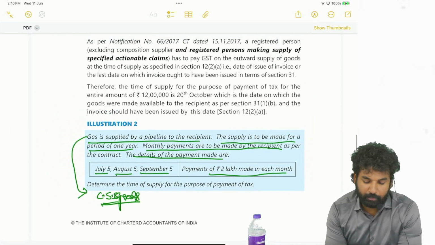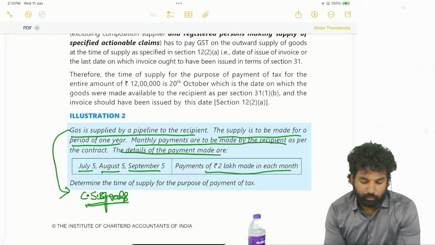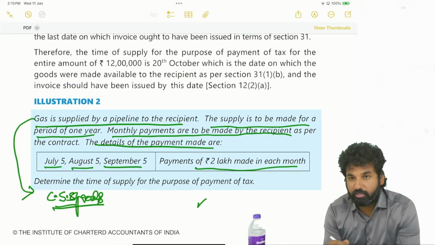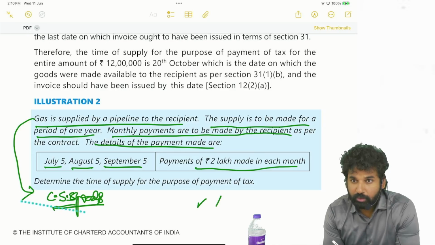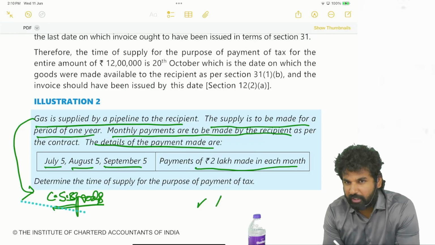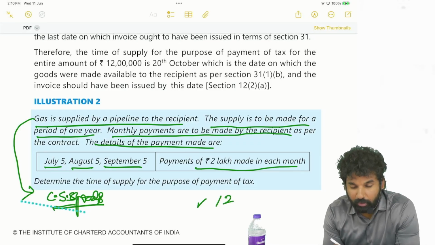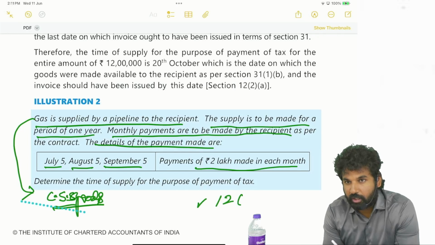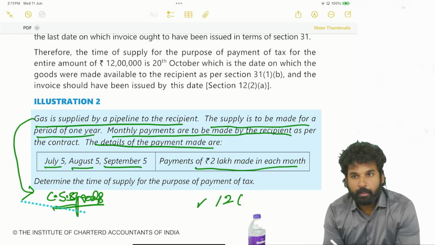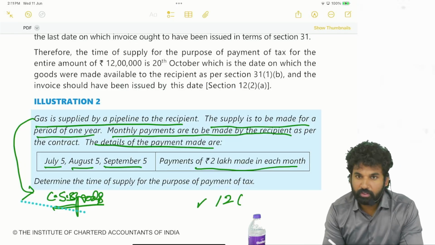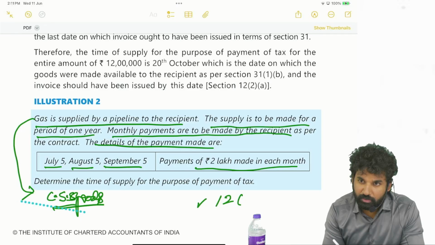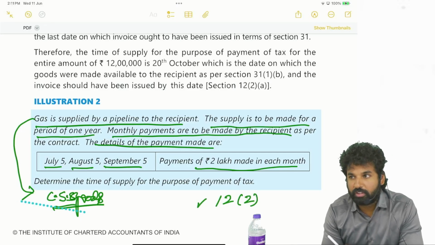Determine the time of supply for the purpose of payment of tax. Okay, so what is the provision? Which section will apply, 12 or 13? 12. Okay, in that, forward charge or reverse charge? Forward charge only. So subsection 2, forward charge.